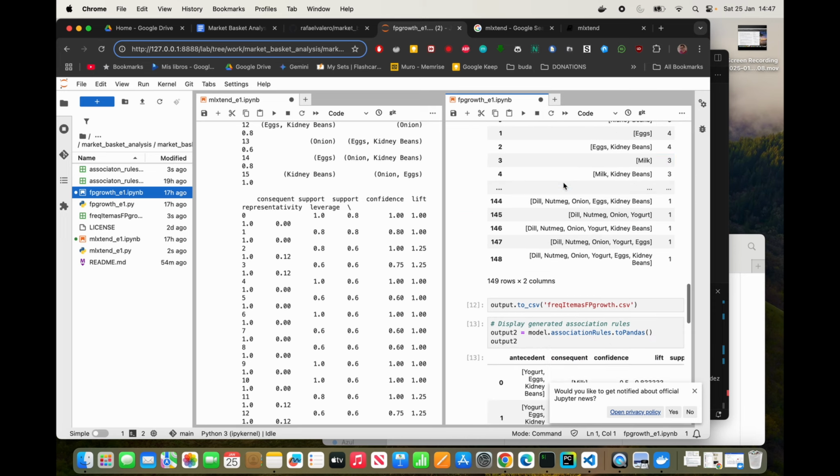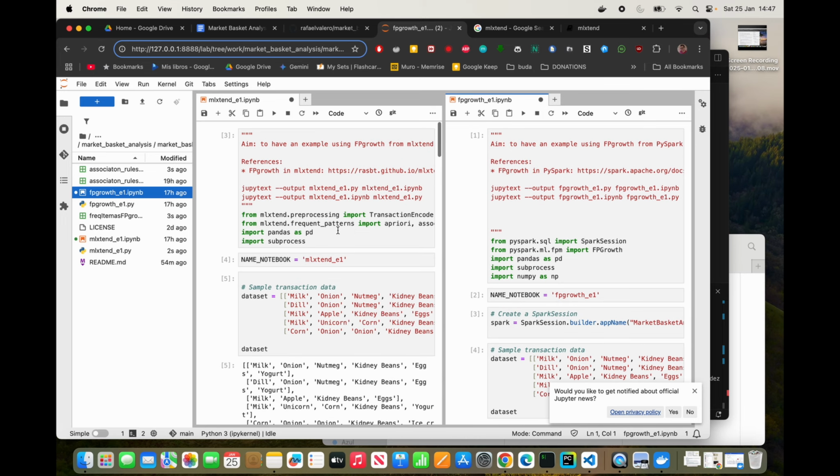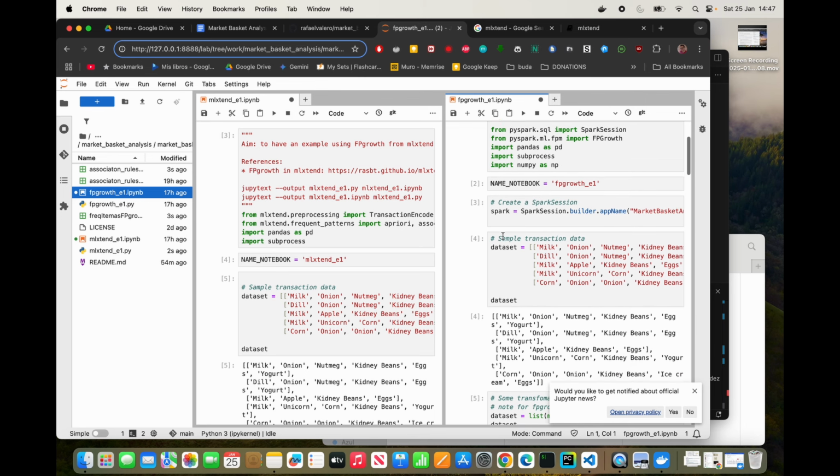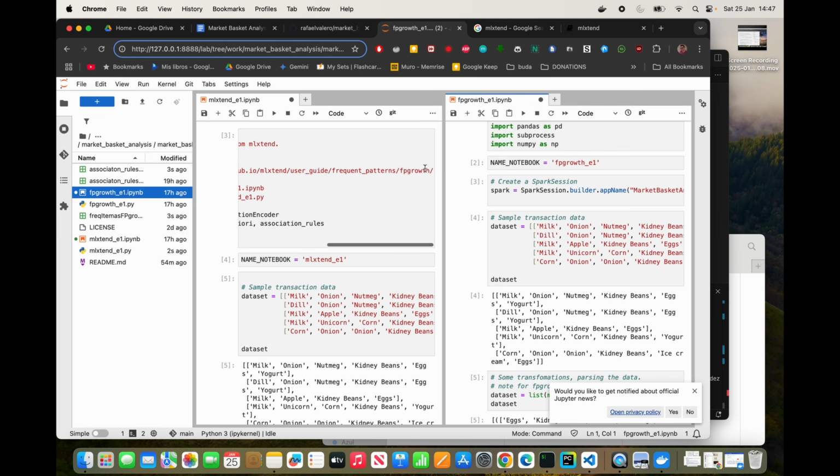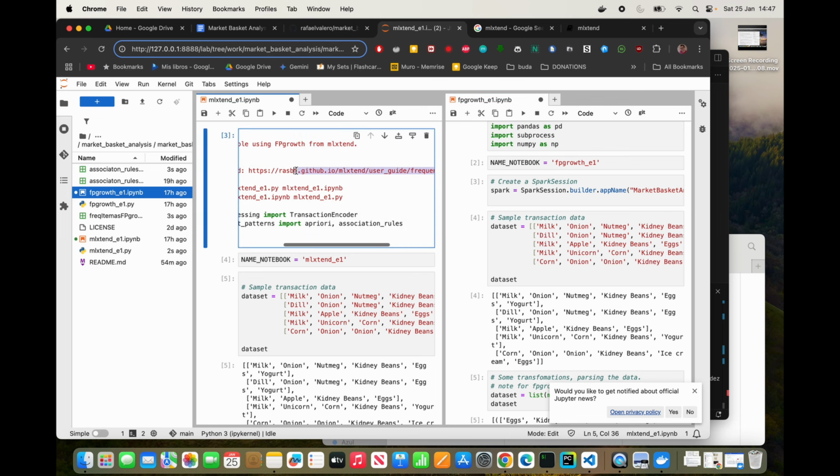So I have these two notebooks doing basically the same thing, and basically the same silly example that I got from this case.